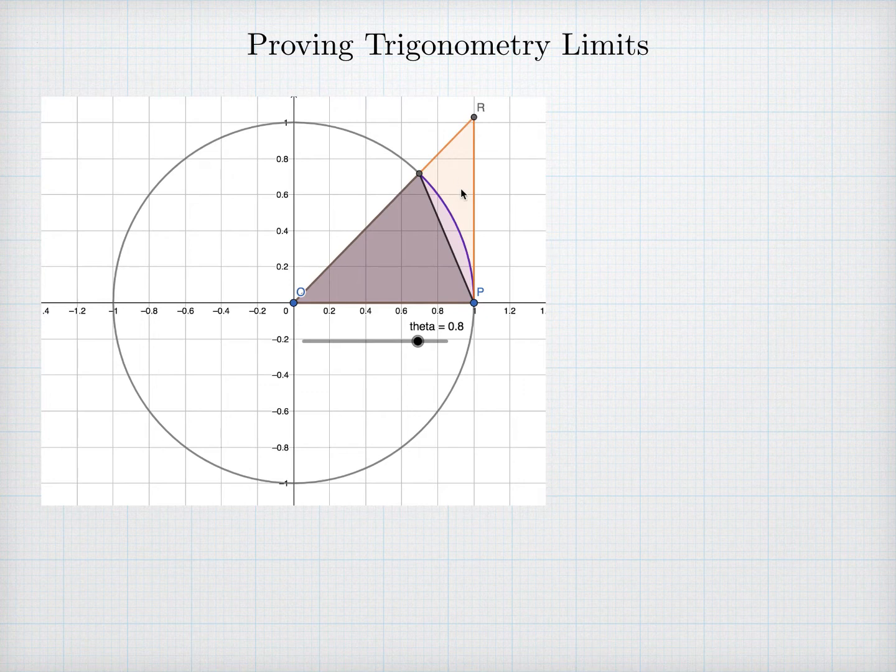So notice this relationship between the triangles and the sector of the circle. The triangle with the height tangent is always bigger than the sector, and the sector is always bigger than the triangle that goes with the chord.